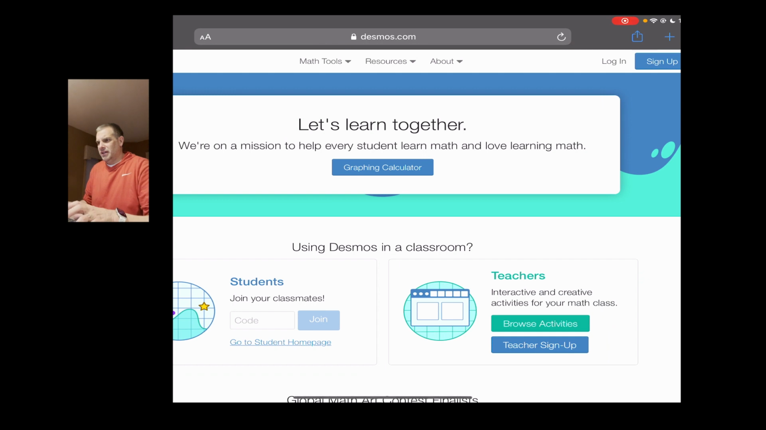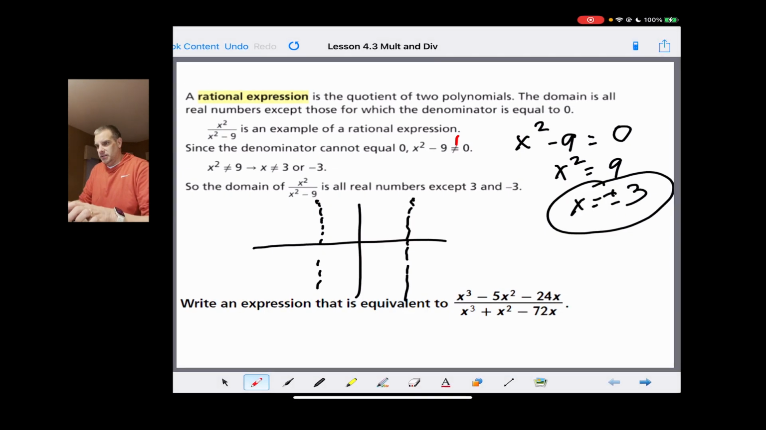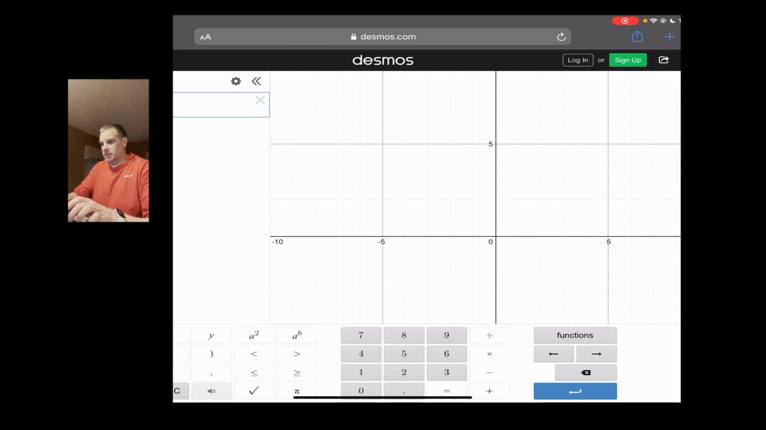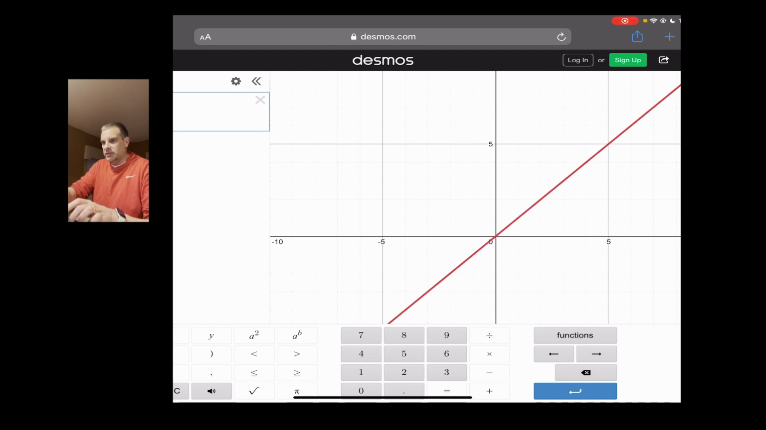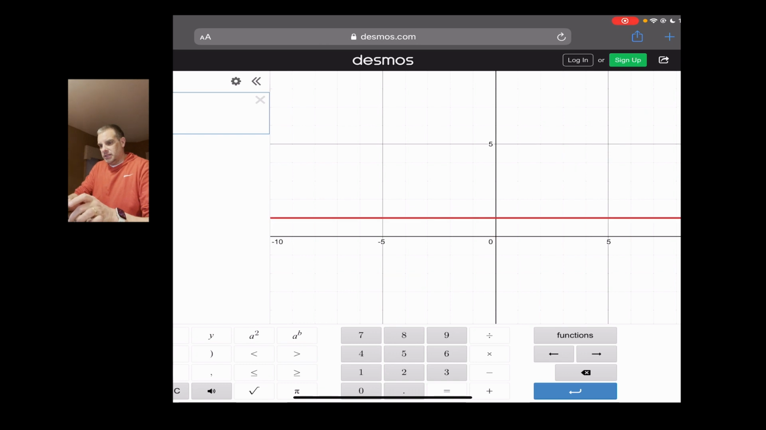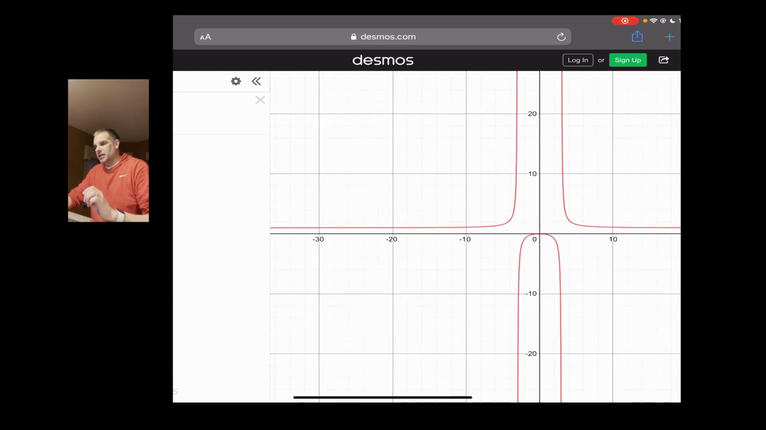Again, we're not going to worry about the graphing piece of this too much, but let's just see what it looks like. We had x squared over x squared minus 9, so x squared divided by, and we'll put it inside parentheses, x squared minus 9. Let's put it down there instead. And so this is what that graph looks like.